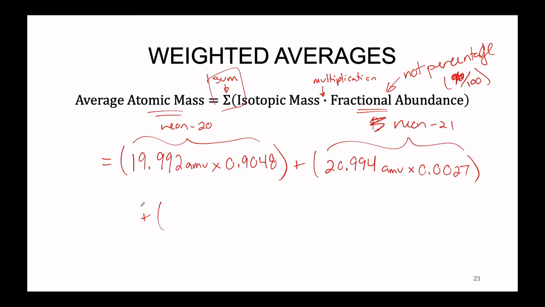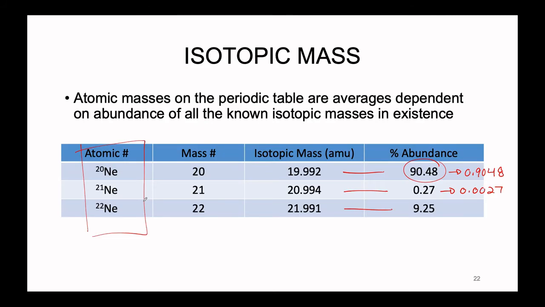Last but not least, we need to sum the weighted mass of our neon 22. So we can see again, isotopic mass here, approximately equal to 22. It is 21.991. The percent abundance is 9.25, meaning that the fractional abundance will be 0.0925. So we've just, again, divided by 100.